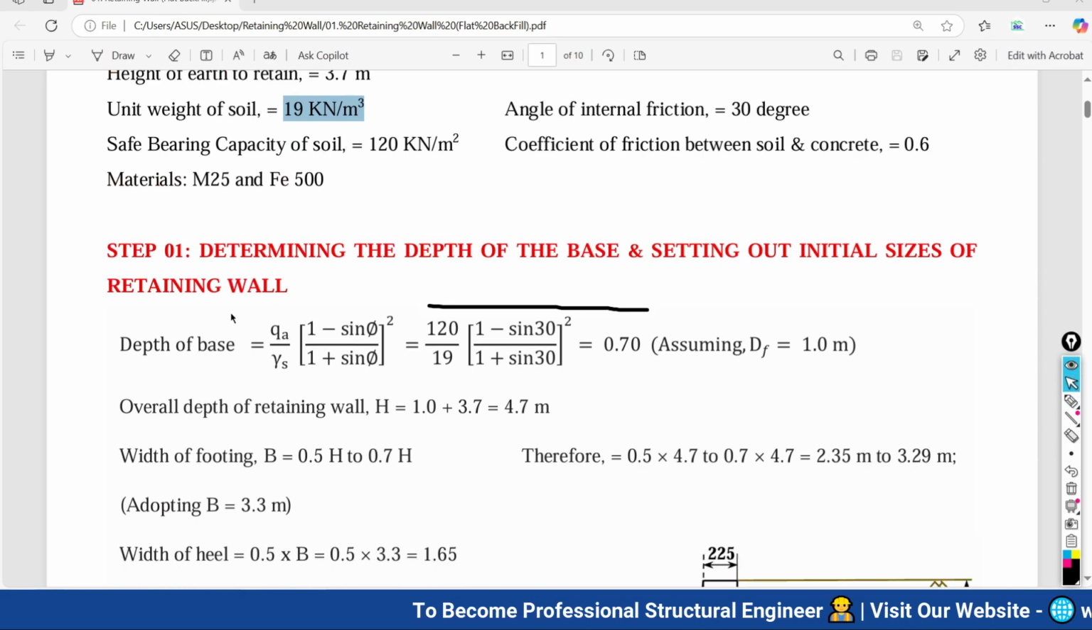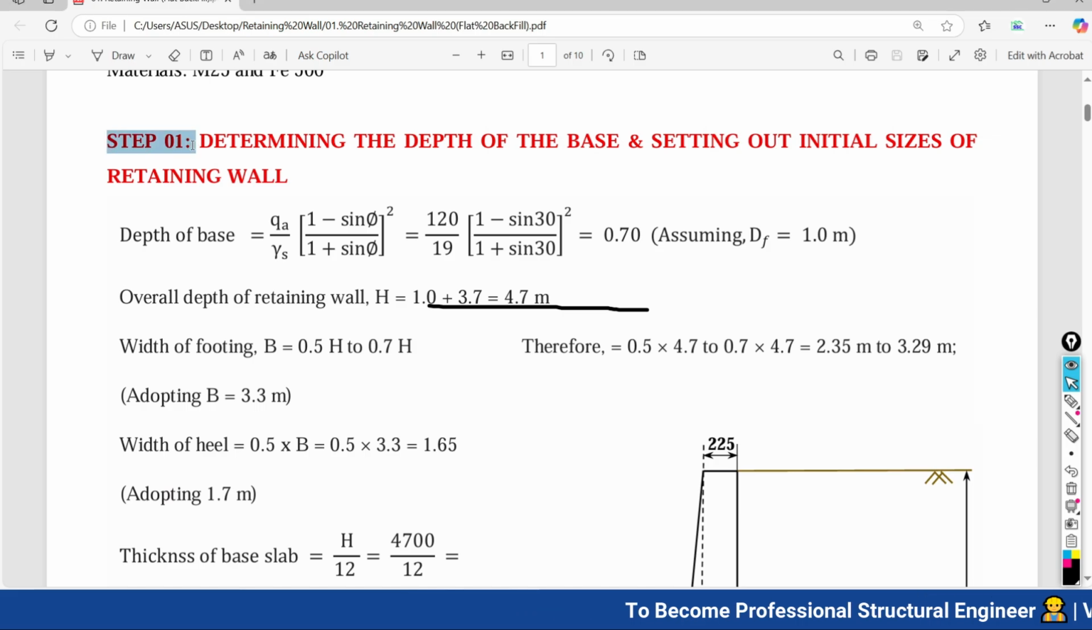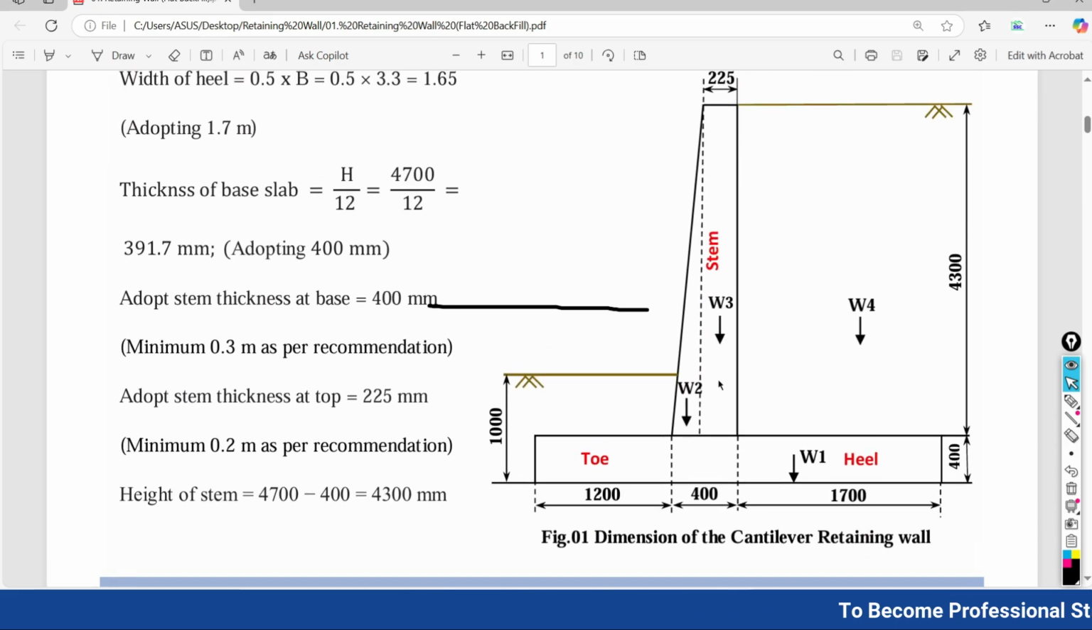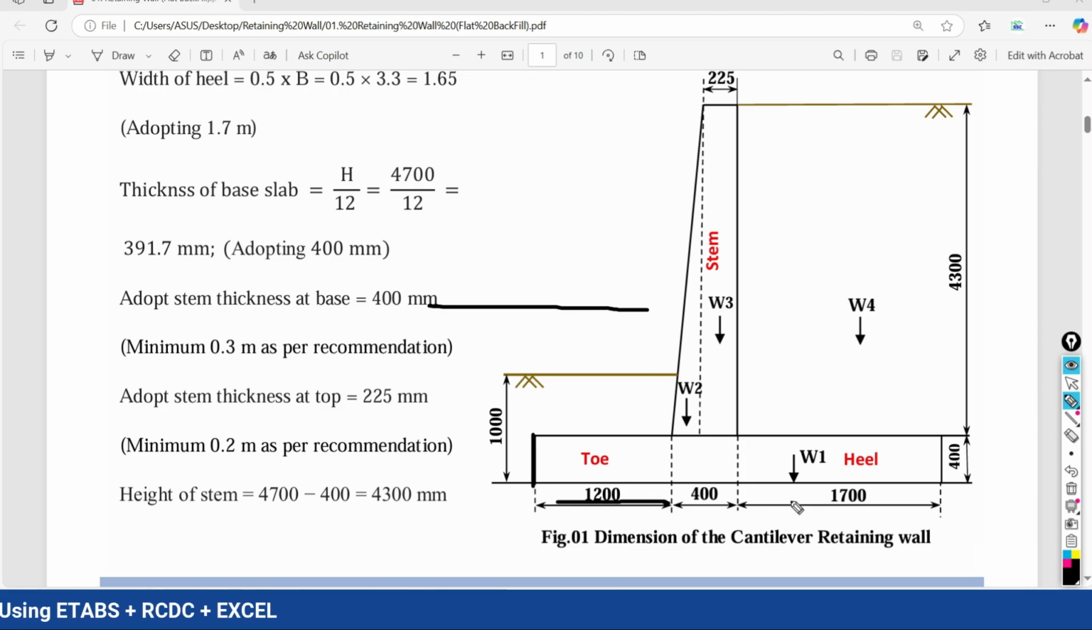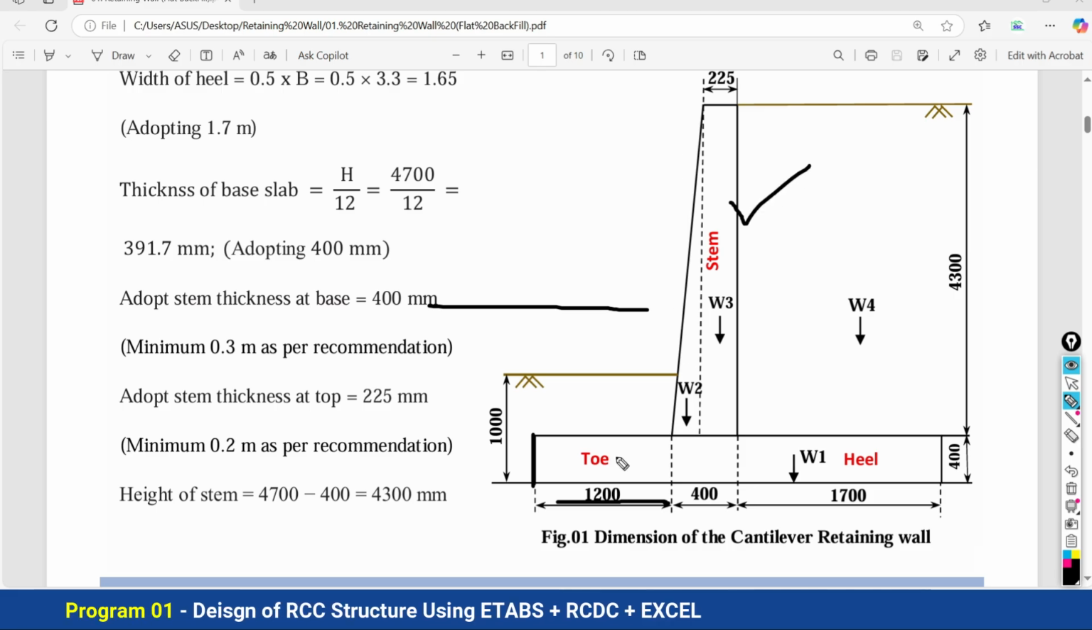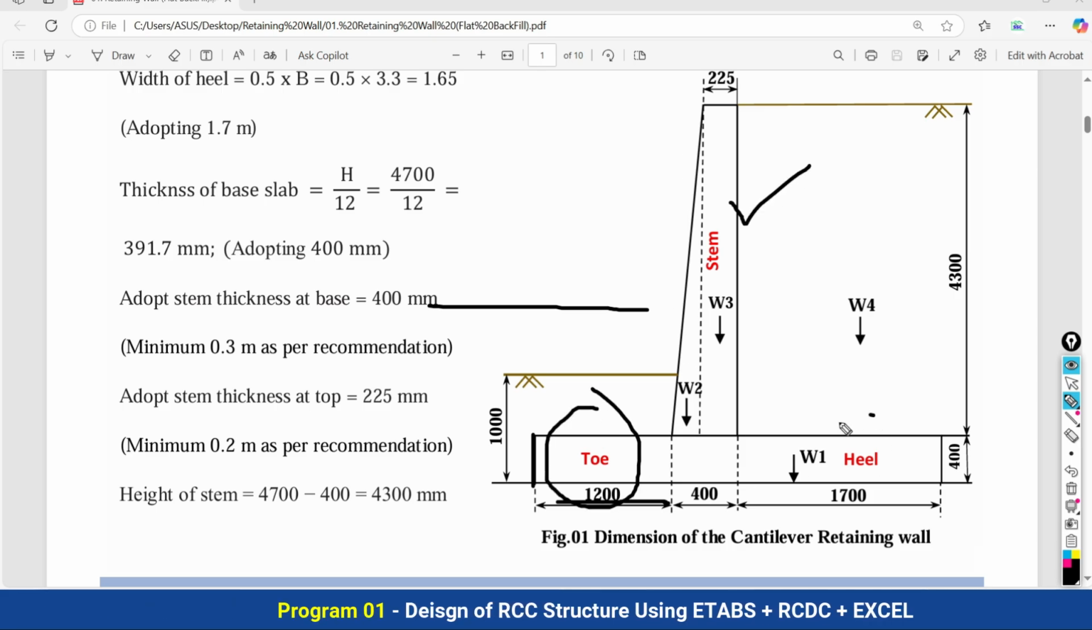Let's try to understand what actually we are going to do in step first. So basically, we have to find out the sizes. What should be the depth of the base? What should be the width of the toe? What should be the width of the heel? What should be the size of the stem? This is called the stem. This is called the toe. This is called the heel.